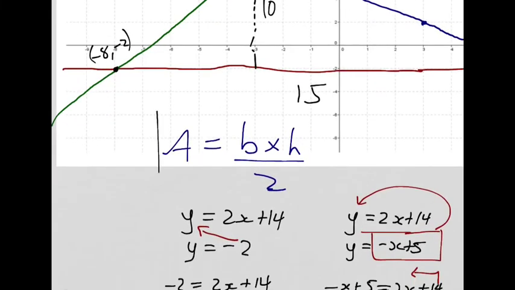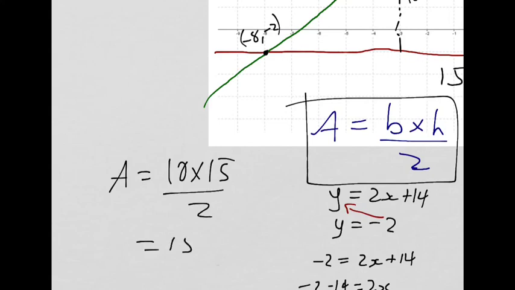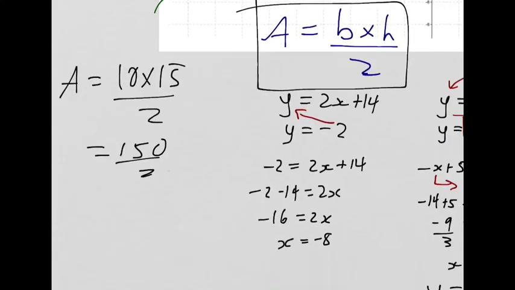Putting that into our area formula here, we get the area of the triangle is 10 times 15 over 2, which is 150 over 2, or 75. And since we don't know if this is in centimeters or meters or anything like that, we just write units squared.